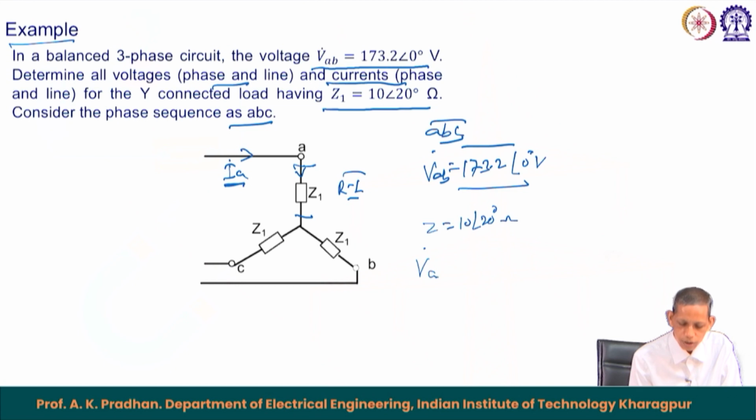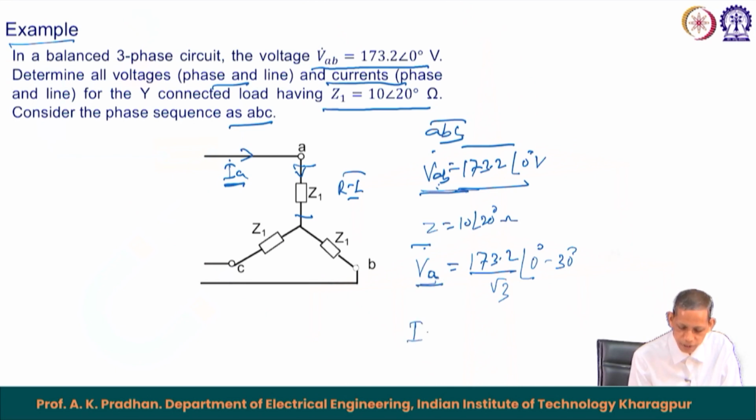So, if we see here, the line voltage VAB is at 0 degree. The phase voltage lags the line voltage VAB by 30 degree. Therefore, the VA magnitude becomes 173.2 divided by root 3, and the angle will be 0 minus 30 degree. That is the straightforward conclusion from this. So, the position of VA is known now.